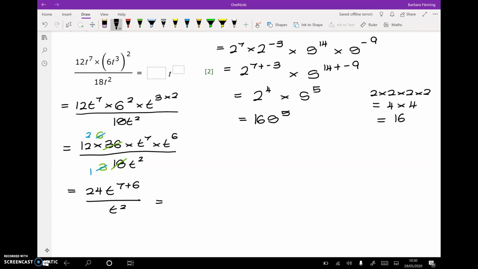And then finishing off here, we've got 24. T to the power of 7 plus 6 is 13, but we're dividing by t squared, so dividing, you take away your power, so take away that 2 from the squared, and that leaves you with 24 t to the power of 11. So 24 t to the power of 11, breaking up into those manageable chunks for you. And that's that one done.